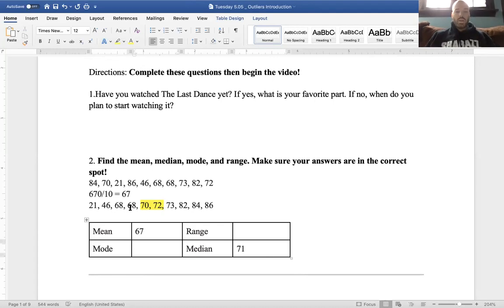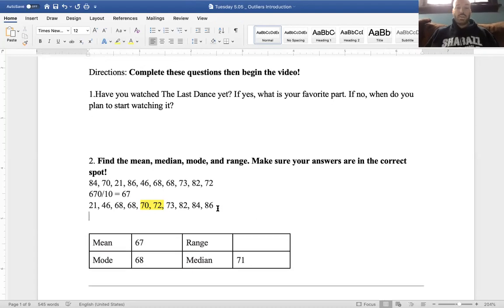The mode, I actually was thinking about it as I was listening to numbers. Oh, there's two 68s here, which means the mode is 68. Mode happens the most. And then range, biggest number, 86, minus the smallest number, 21, gives me a range of 65.